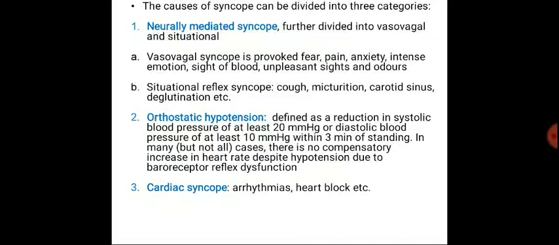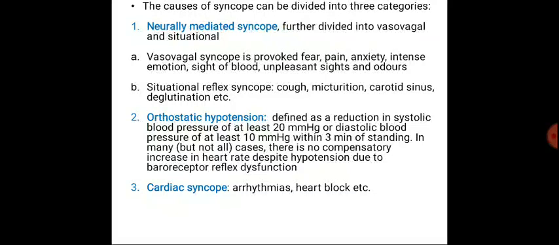Then the other type of syncope is orthostatic hypotension, defined as a reduction in systolic blood pressure of at least 20 mmHg or diastolic blood pressure of at least 10 mmHg within 3 minutes of standing. In many cases, there is no compensatory increase in heart rate despite hypotension due to baroreceptor reflex dysfunction.